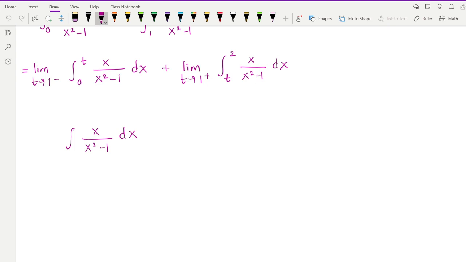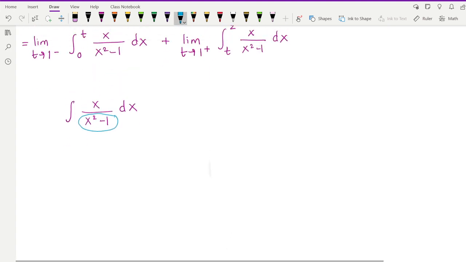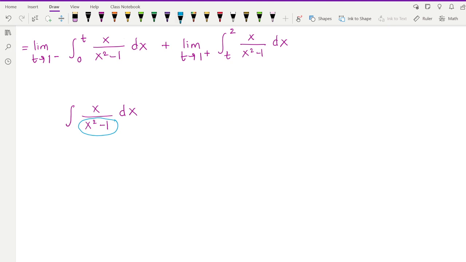Okay, so why do I say we want to use substitution here? Well, notice that the denominator is x squared minus 1. The derivative of the denominator is pretty similar to the numerator, right? The derivative of x squared minus 1 is 2x. That's close enough to x that we can make this work. And so our substitution is going to be u is equal to x squared minus 1, and then du would be equal to 2x dx.